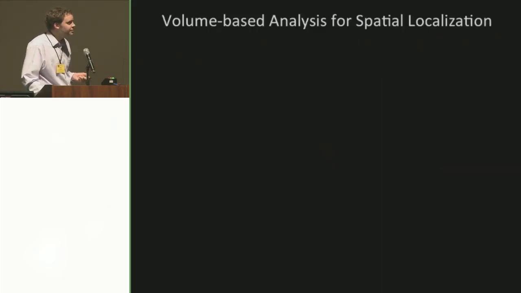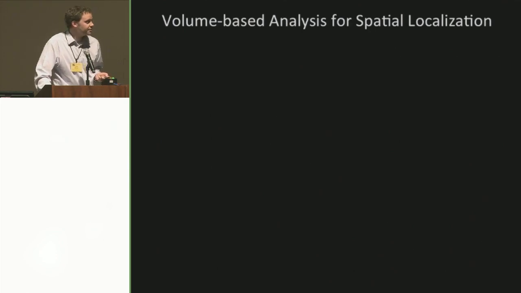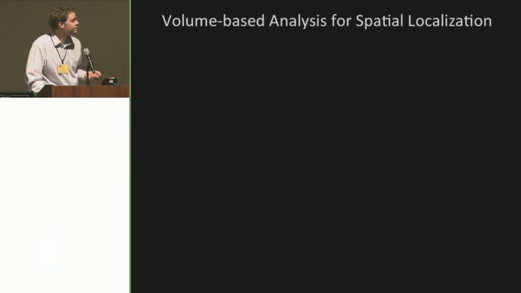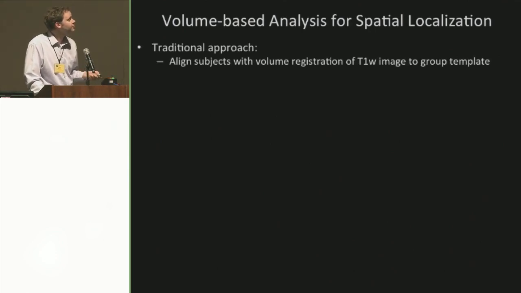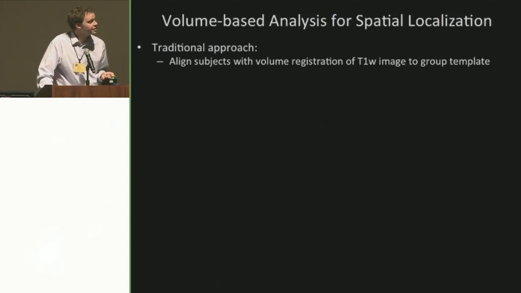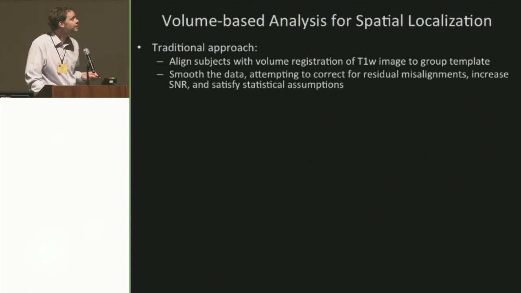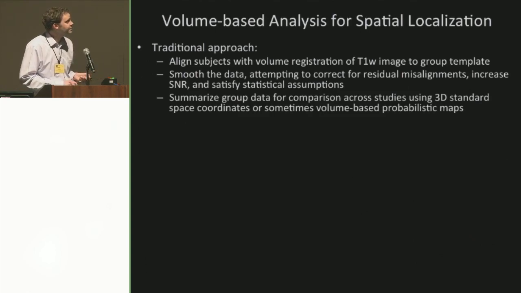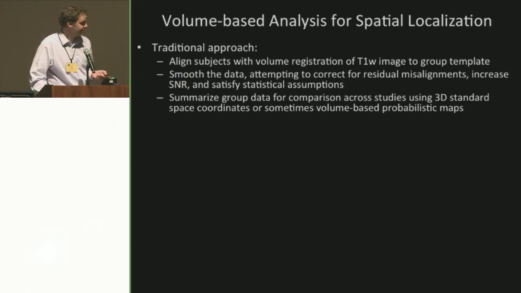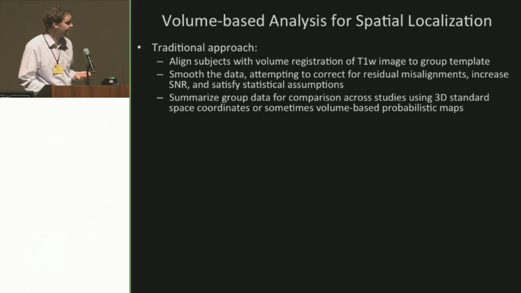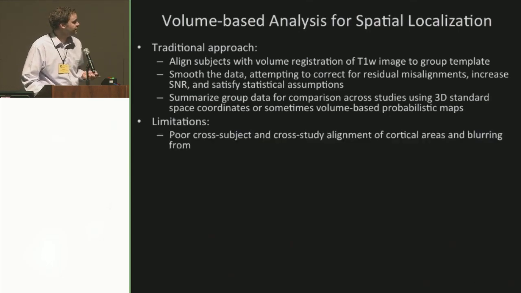So typically what's done in neuroimaging is a volume-based analysis for comparing across subjects or studies. The traditional approach is to align subjects with volume registration of a T1 weighted image to a group template. People often do a lot of spatial smoothing of the data in an attempt to correct for residual misalignments and other reasons. And they often summarize their group data for comparison across studies using 3D standard space coordinates or sometimes volume-based probabilistic maps. But there are some limitations here.